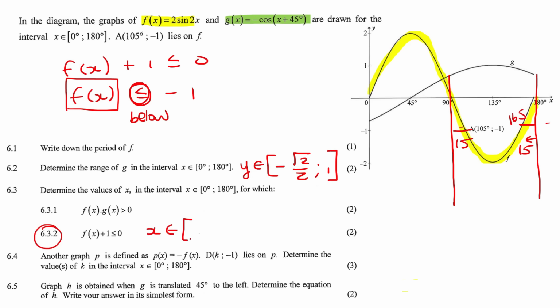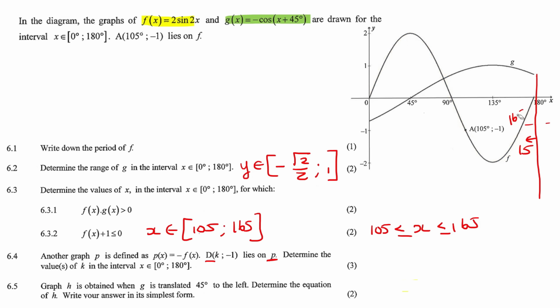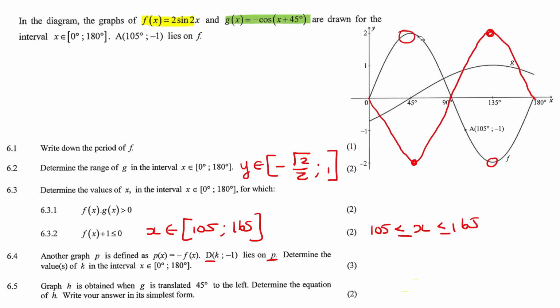Another graph P is defined as the negative of f of x. Point D lies on P. Determine the values of k in this interval. Okay, so the graph of P is the negative of f. So if f looks like this, then the graph of P is the complete opposite. So this point will be here, and this point will be here. And so you're going to have a graph that actually looks something like this. So that is what graph P would look like.